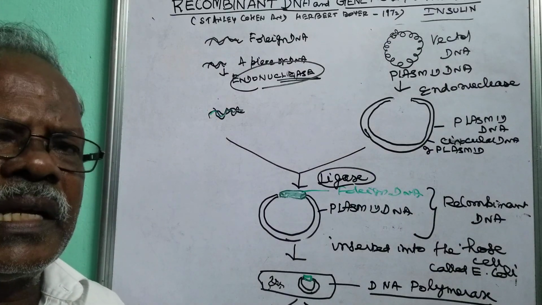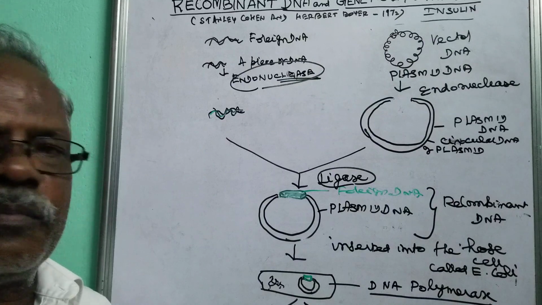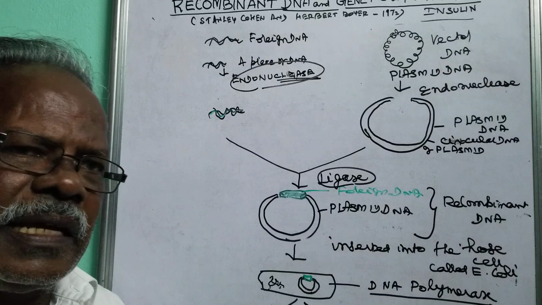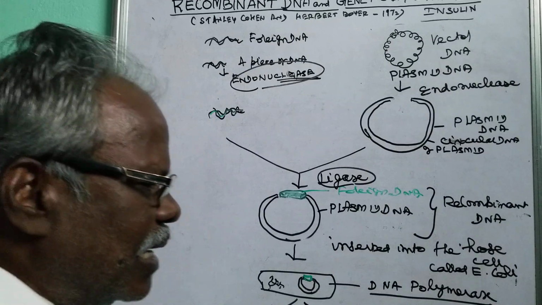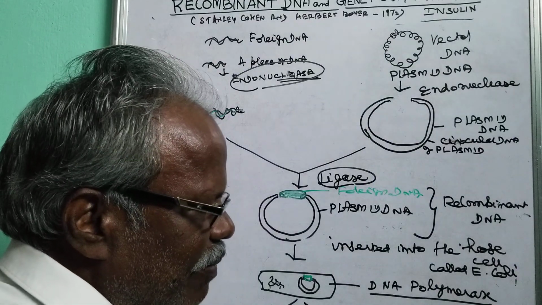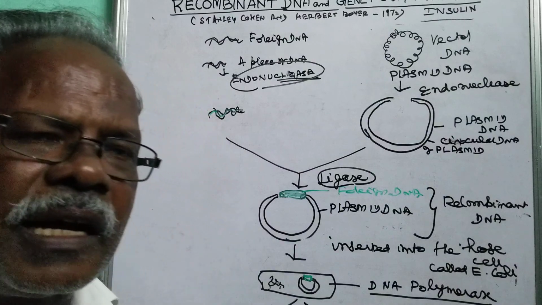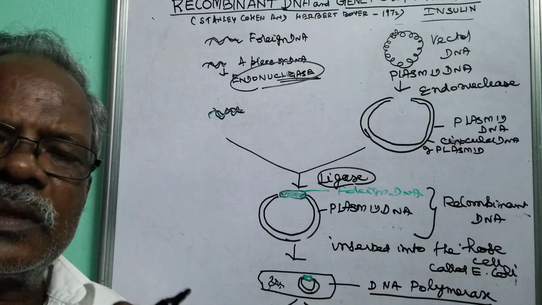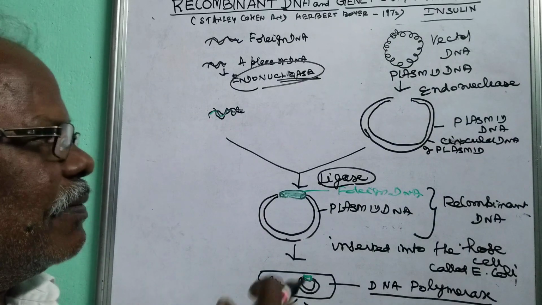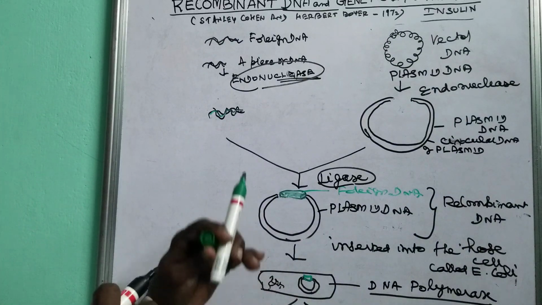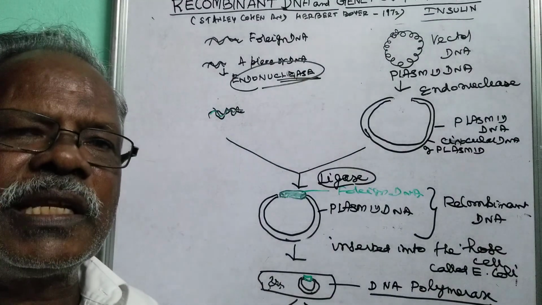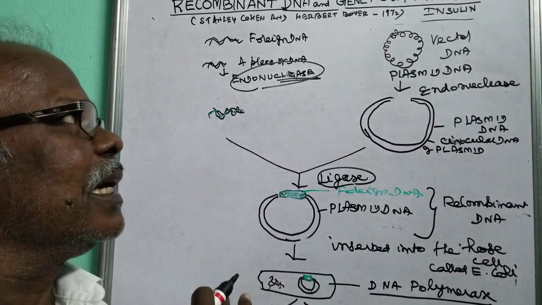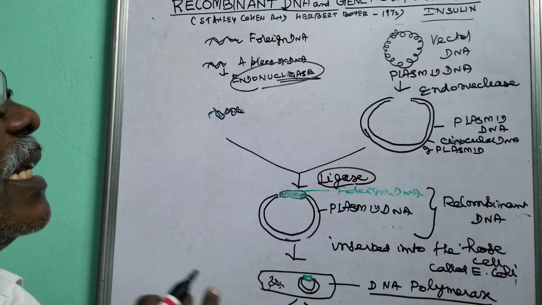The recombinant DNA is made by palindromes, that is the sticky ends, when two DNA are there. That we will see separately in another video, how recombinant DNA is conducted. So in this video, we saw how insulin is prepared by the usage of recombinant DNA, as genetically engineered insulin.